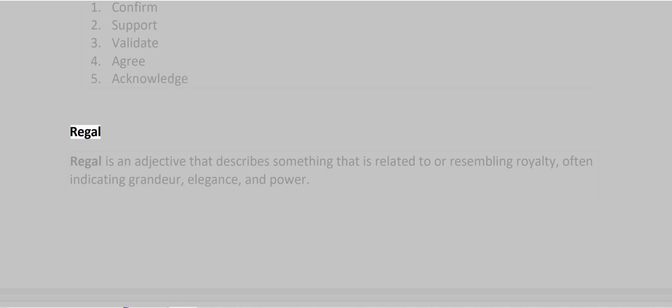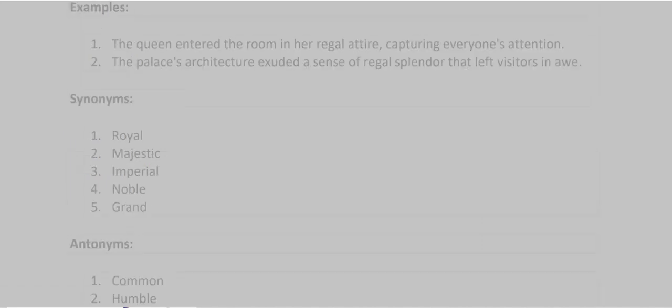Regal. Regal is an adjective that describes something that is related to or resembling royalty, often indicating grandeur, elegance, and power. Examples: 1. The queen entered the room in her regal attire, capturing everyone's attention. 2. The palace's architecture exuded a sense of regal splendor that left visitors in awe.